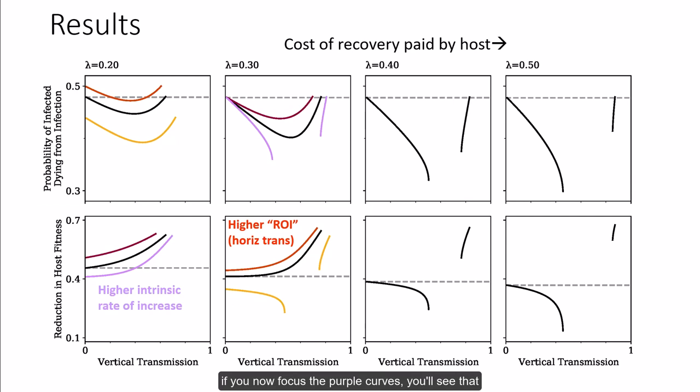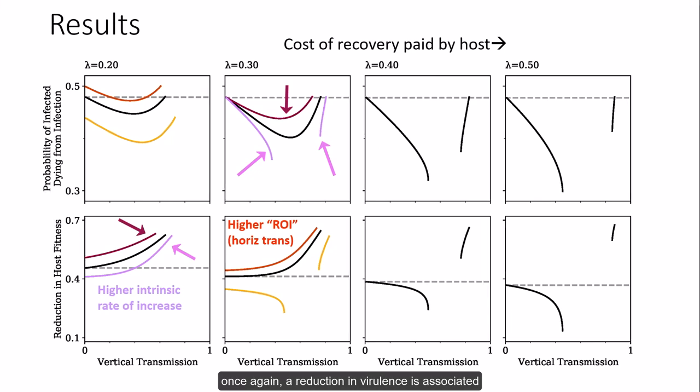If you now focus on the purple curves, you'll see that, once again, a reduction in virulence is associated with a higher intrinsic rate of population growth for the host. Note, the lightest purple corresponds to a higher intrinsic rate of increase and a lower virulence.